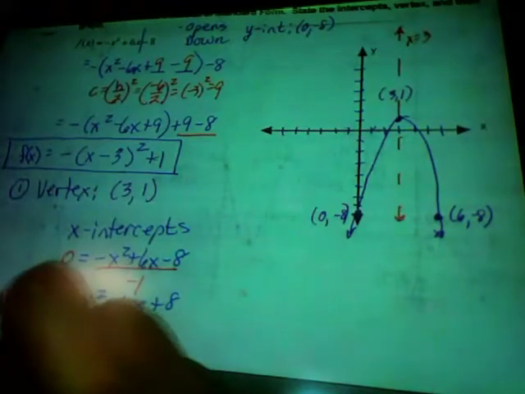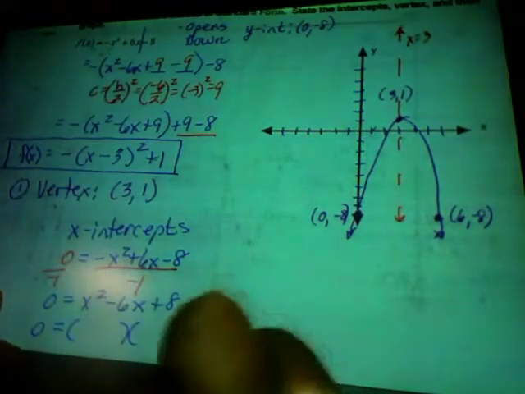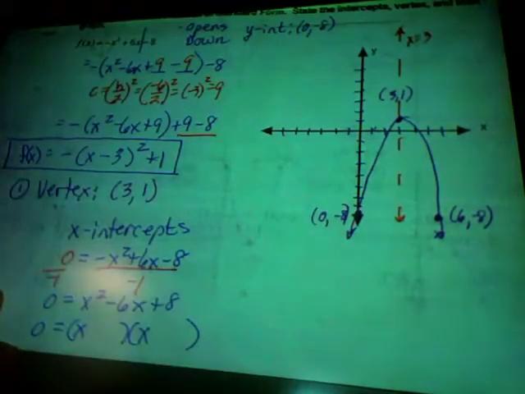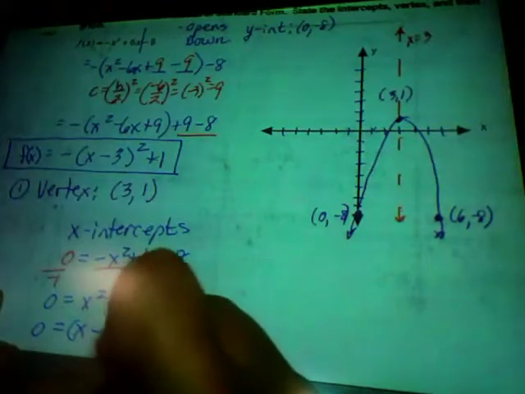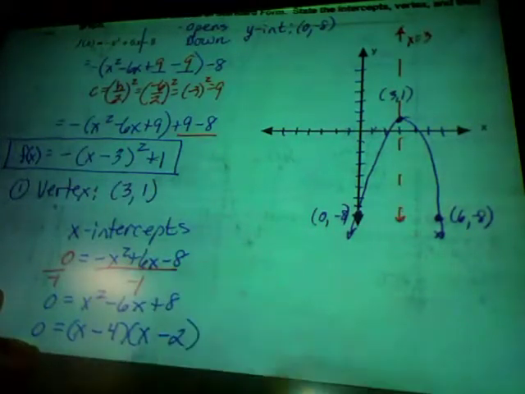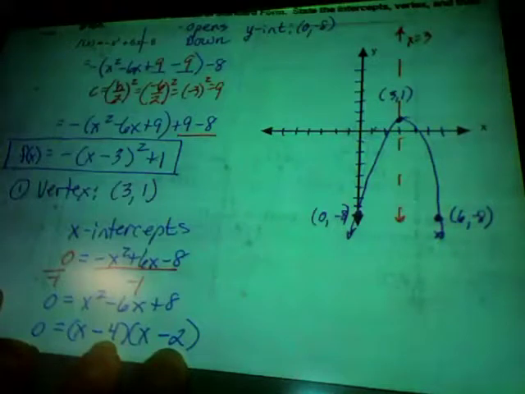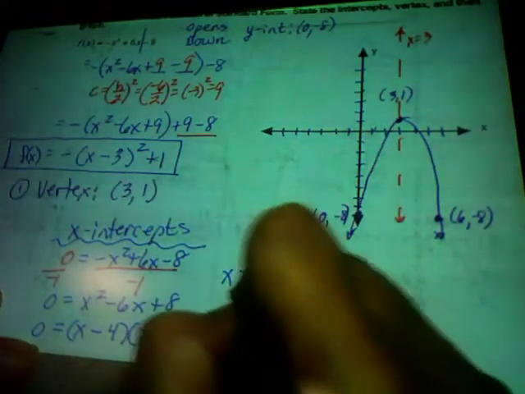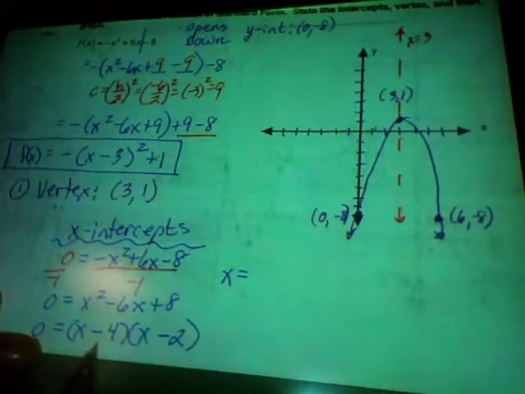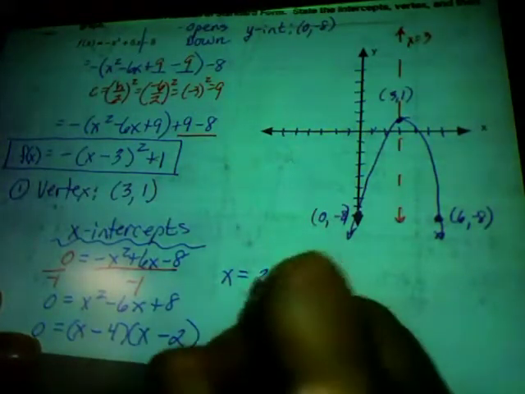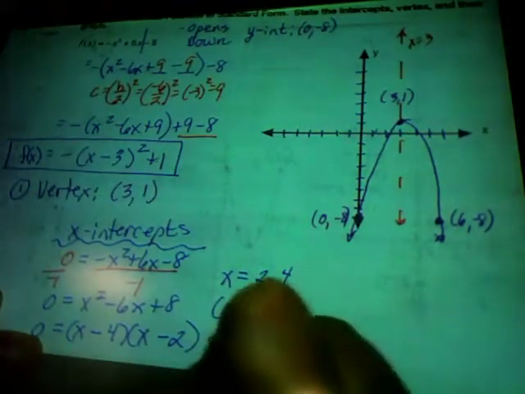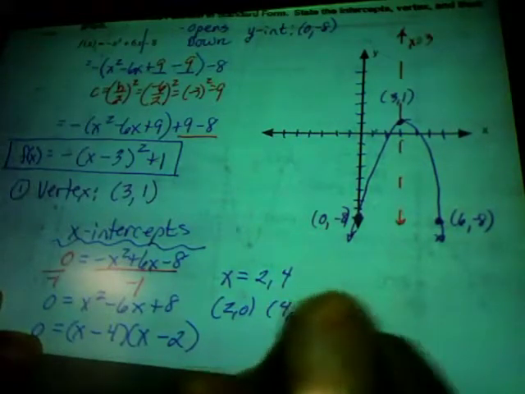Are there any factors of 8 that add to give us 6? -4 and -2. Do those add to give us -6? Do they multiply to give you positive 8? Yes. Then set each one of those equal to 0. And what does x equal? 2 and 4. So our x-intercepts would be 2, 0 and 4, 0.